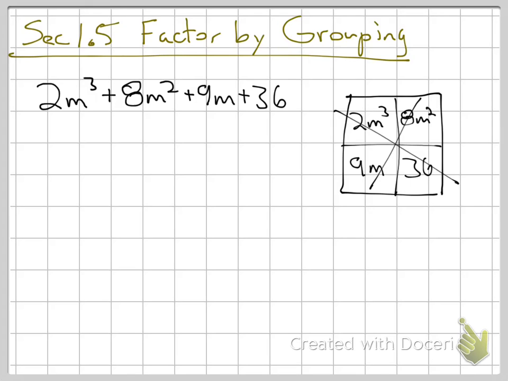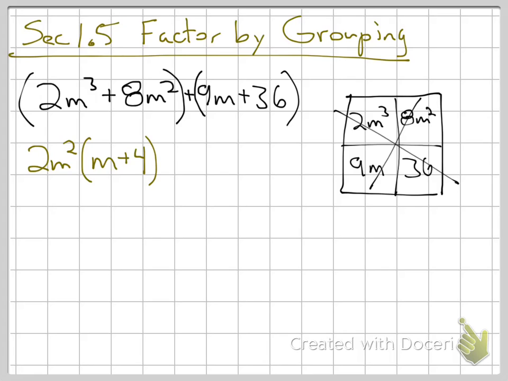So, factor by grouping 4 terms. I'm going to factor the first 2 terms together, the last 2 terms together. Now, they will have a common factor. Well, at least one of them will have a common factor. If not, we would factor out a 1. But in this case, it works for us. What could I factor out of 2m cubed and 8m squared? Okay, so that comes out. I'm left with m plus 4.